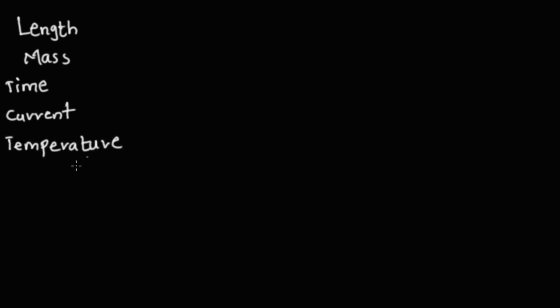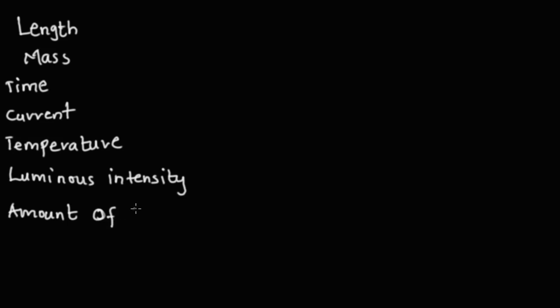You've been taught fundamental and derived quantities. We have luminous intensity. This is just trying to tell you, I can simply call it light. Then we have amount of substance. Now, these are the basic seven fundamental quantities, and it is from these fundamental quantities that we derive dimension.